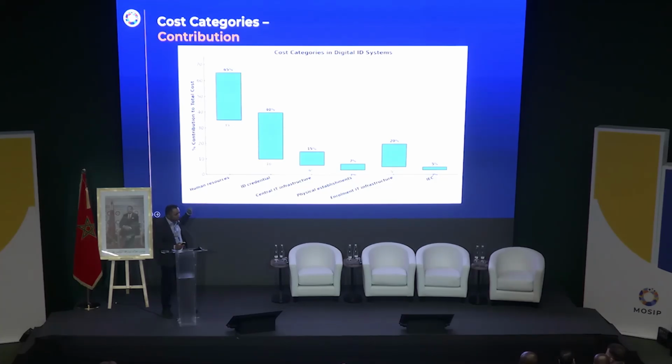The second one is ID credential. The variation is 10% to 40% towards the overall cost. Central IT infrastructure, that is where the deduplication components are coming in. ABIS systems are part of that. It's from 6 to 15%. And if you see the enrollment IT infrastructure, that's where your enrollment kits are also part of, and that varies from 5 to 20. Now, when I say the variation, what does it mean? That means there is scope to strategize around them, right? If you strategize well, you can keep it at 10%. If you strategize well, you can keep it at 5%.